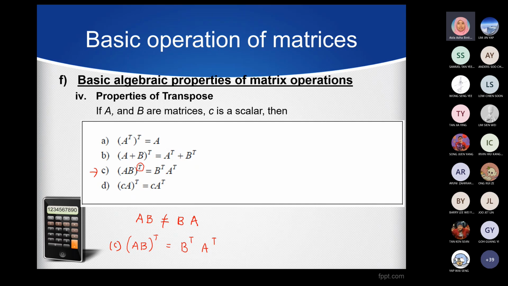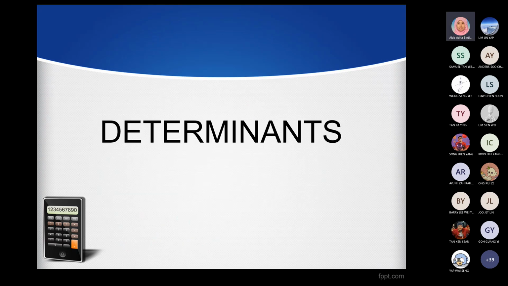For the C here, which is a real number, when you multiply and you do the transpose, actually you can transpose your matrix A first and then do the multiplication with your real number, the scalar C here. So this is the property. Any question? I think you have no problem, right? Okay, before I move to the determinant.